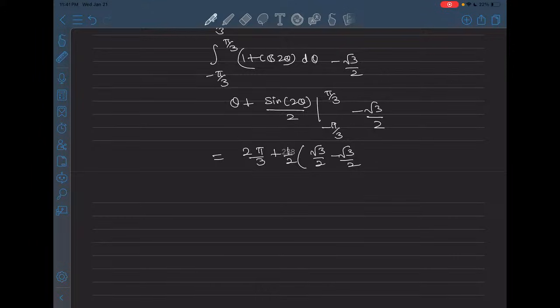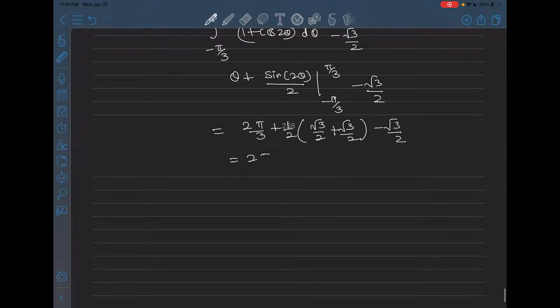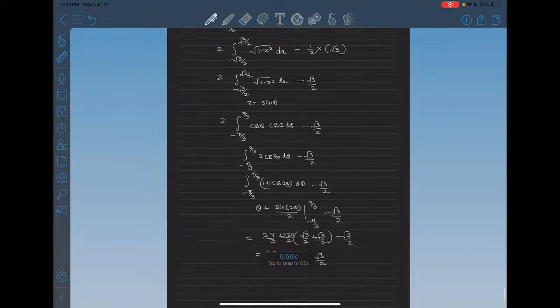Okay, so sine of 2 pi over 3 is just sine of pi over 3, right? Because sine of pi minus pi over 3 is sine of pi over 3. Yeah. Oh wait, so this is plus actually. So minus root 3 over 2. So this is 2 pi over 3 plus, now this is root 3 over 2 minus root 3 over 2. How is that cancelled? That should not happen, guys. Did I make any mistake over here?